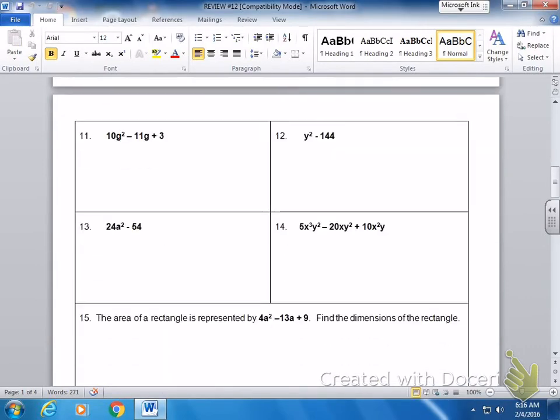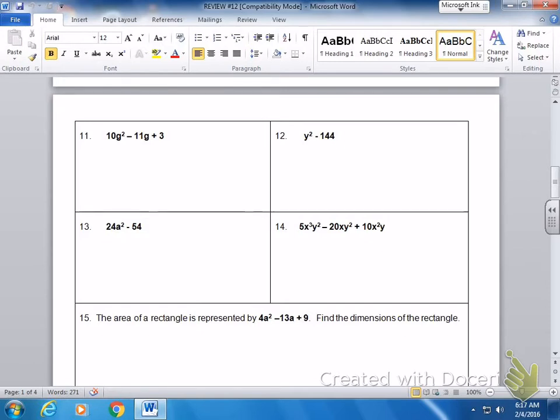I just want to point out, it looks like number 11 would just be a straight swing problem. Number 12 looks like it might be a difference of squares. And number 13, if you GCF, you might see a difference of squares. So practice those. I want to talk about number 14 for just a second.